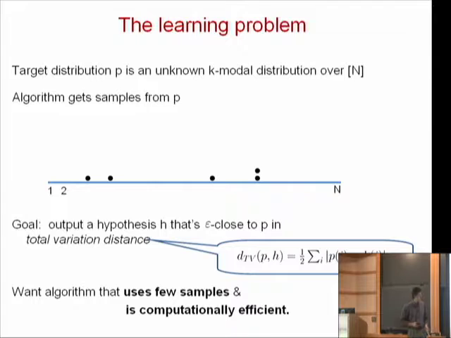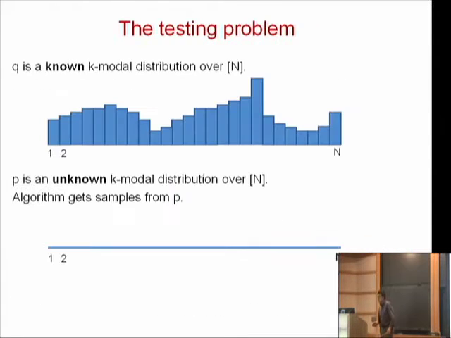And of course, what we want is an algorithm that doesn't use too many samples, hopefully something like the information theoretic minimum number of samples, and a computationally efficient algorithm. So that's the basic learning problem.